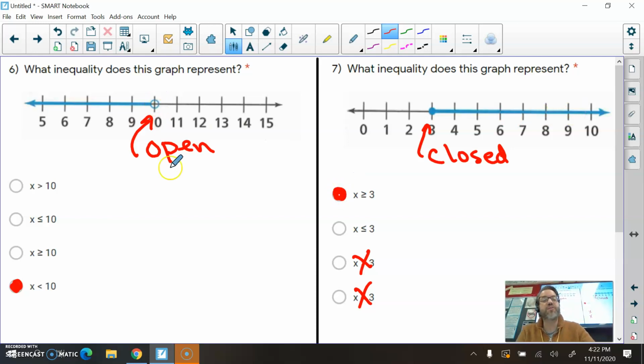So an open circle means you cannot include that number in your solution set. Closed circle means yes, you include that number in your solution set.